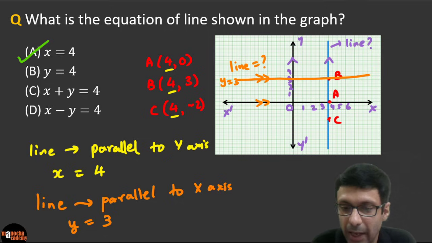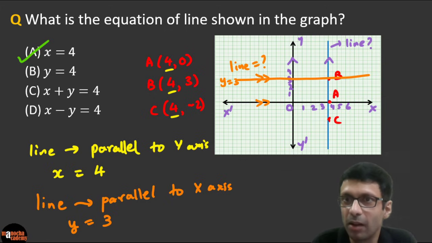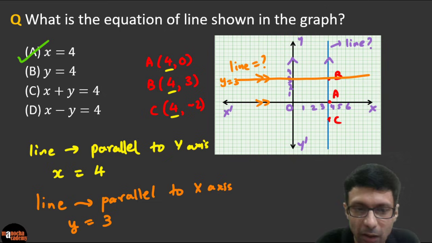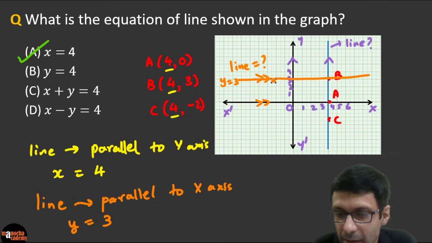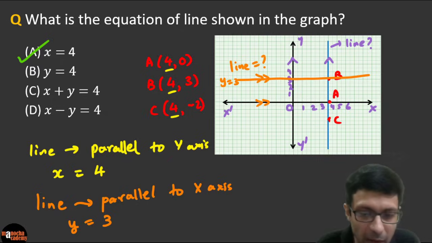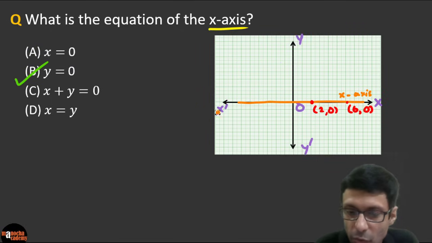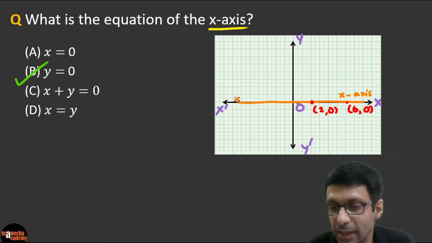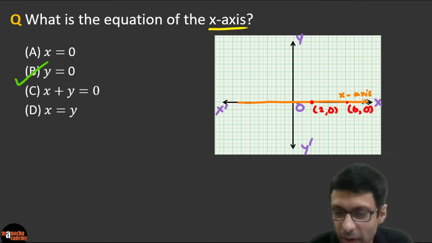When we had the orange line which was parallel to the x-axis, what is the value we got there? y equal to 3. This orange line was parallel to the x-axis, and its value was the y value, y equal to 3. Similarly, the horizontal line which is passing through the origin, we can say it's parallel to the x-axis, or it's on the x-axis.